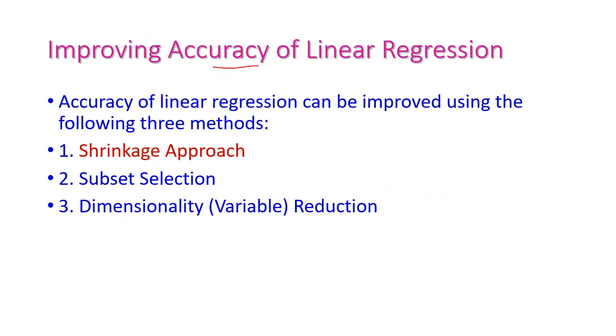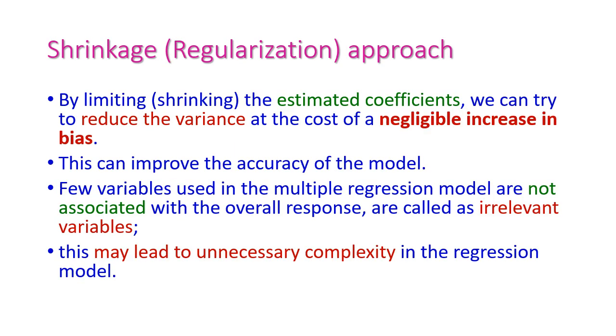Improving accuracy of linear regression. Okay, here we can use three approaches. First one is the shrinkage approach, second one is subset selection, and third one is dimensionality reduction. Okay, first let us see this shrinkage approach. The first one is the shrinkage approach, that is the regularization approach.